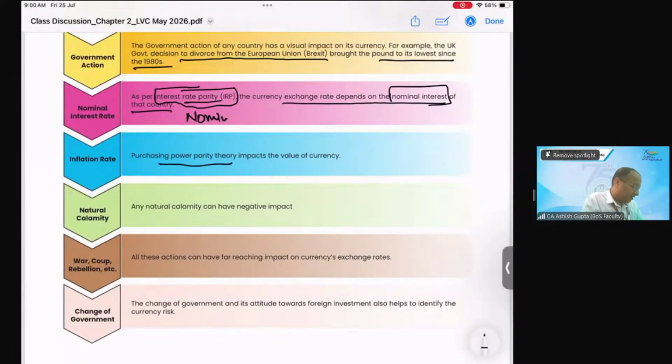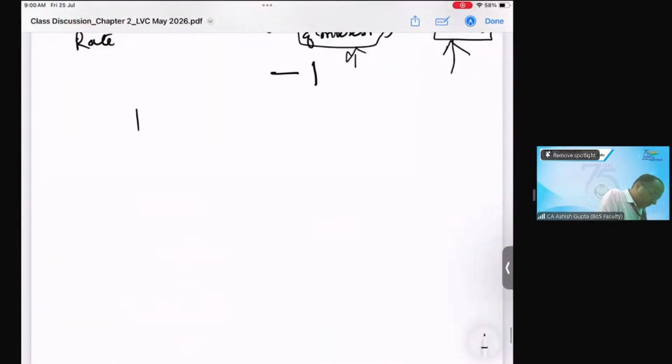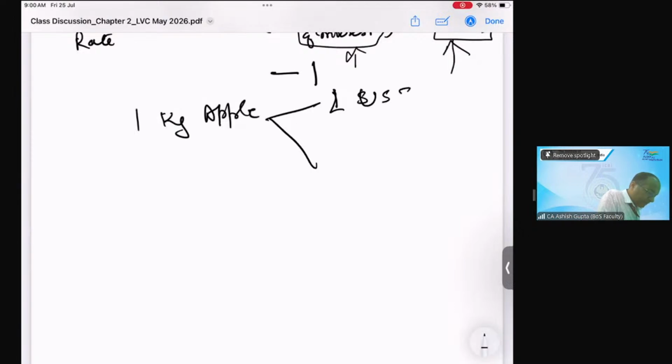Then inflation rate: purchasing power parity theory impacts the value of money, as I told you, because purchasing power parity means generally inflation rate impacts the currency: the higher the inflation rate, the lower the value of the currency. I'll just give you a small example, then it will be clear. Suppose 1 kg of apple costs say $2 in USA, and the same costs say around 180 rupees per kg in India.